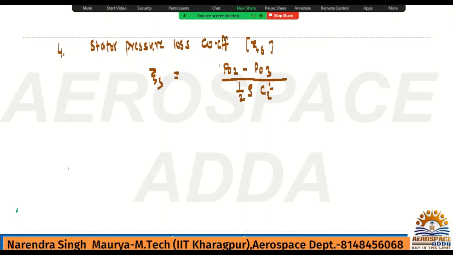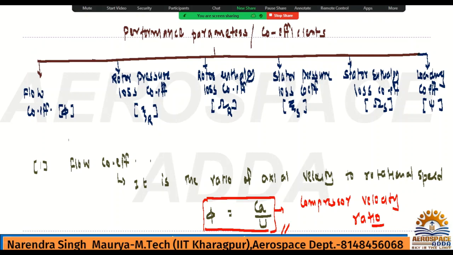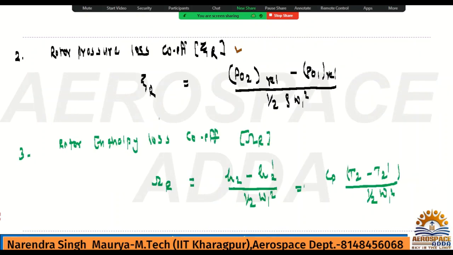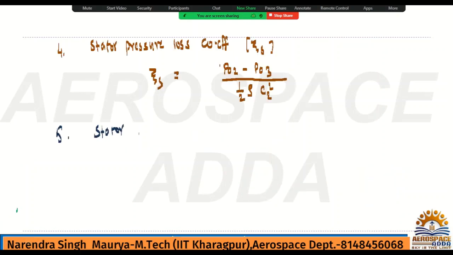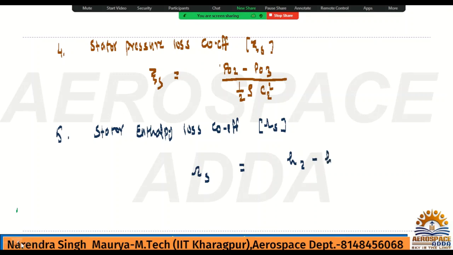Okay, now the fifth point. We check, fifth is the stator enthalpy loss coefficient. Same as you had written for the rotor enthalpy loss, now you will write the enthalpy loss for the stator. So where is the stator? It is between 2 and 3. So it is the actual enthalpy at 3 minus the isentropic enthalpy at 3 dash, divided by the equivalent enthalpy.